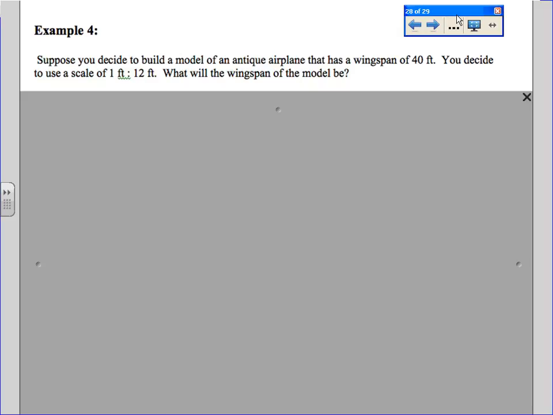So I'll read that one more time because it's really small. Suppose you decide to build a model of an antique airplane that has a wingspan of 40 feet. You decide to use a scale of 1 foot is equivalent to 12 feet. What will the wingspan of the model be? You'll get a decimal on this one.